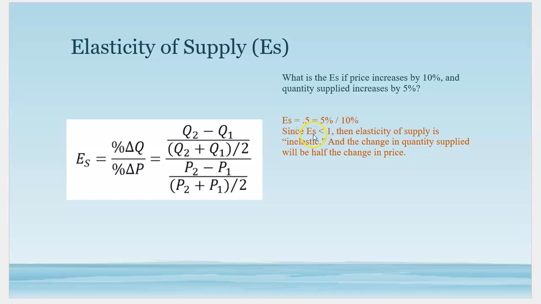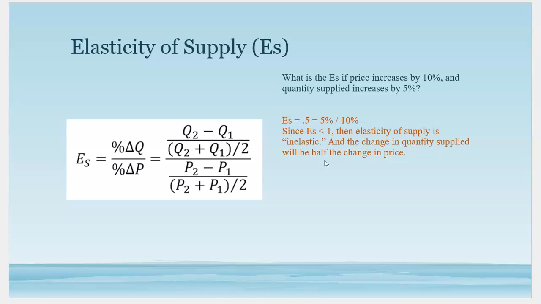Just like when elasticity of demand is less than 1, it means inelastic demand, when elasticity of supply is less than 1, it's called inelastic supply. Okay. How do I want you to take this in everyday terms? Remember, the word elastic is flexible. When supply is elastic, it means it's a very good thing for the seller.